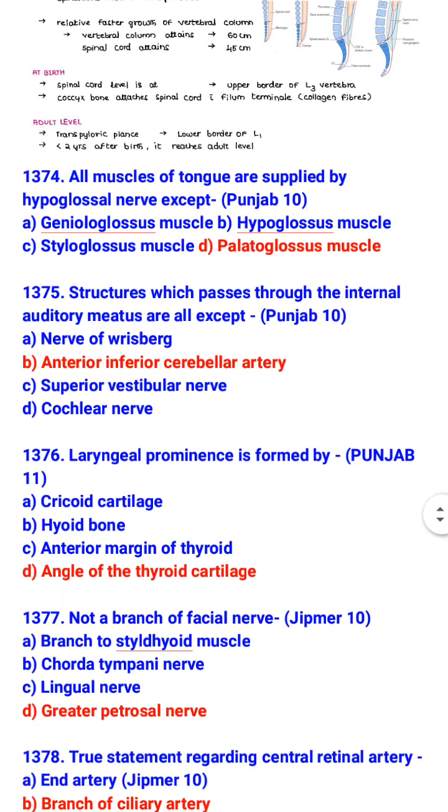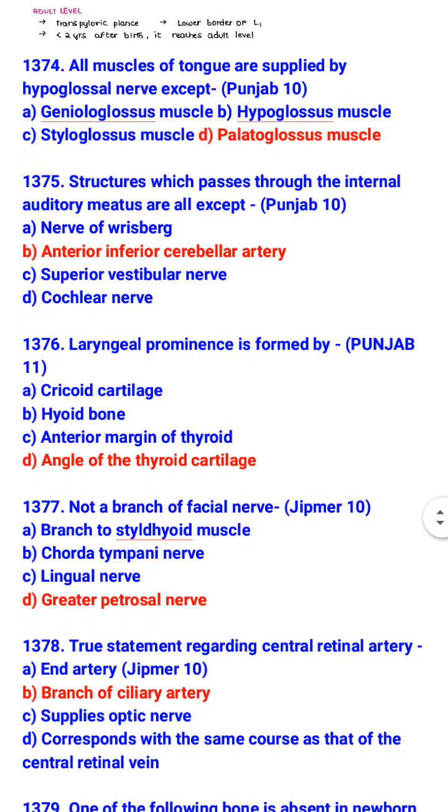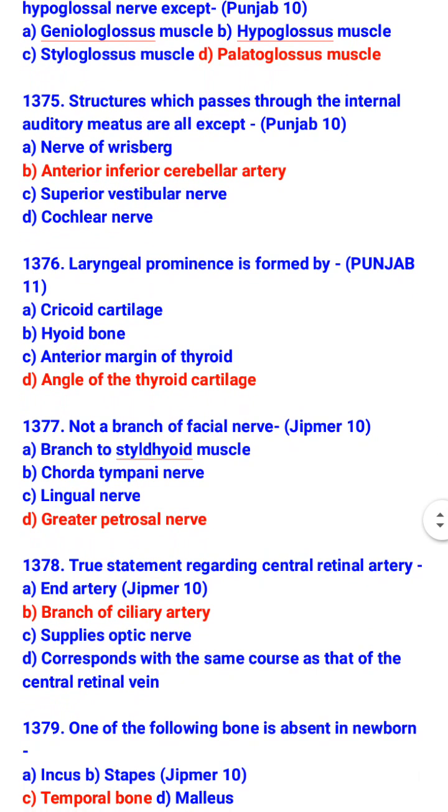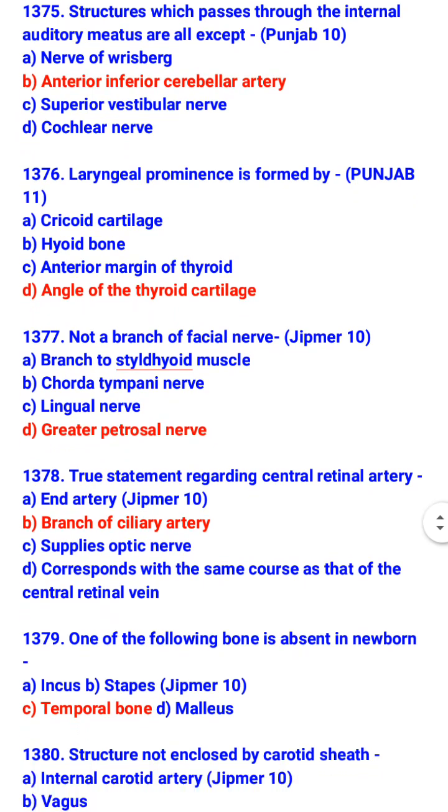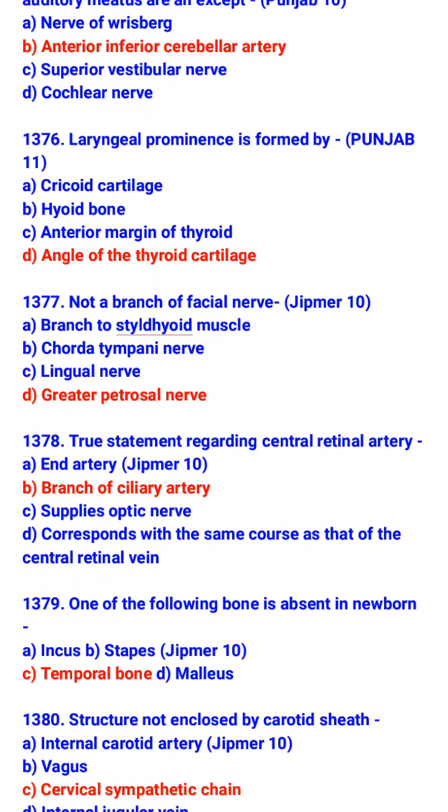Structure which passes through the internal auditory meatus are all except anterior inferior cerebellar artery. So which structure pass through the internal auditory meatus? Nerve of Bill's bar, superior vestibular nerve and cochlear nerve. Laryngeal prominence is formed by angle of the thyroid cartilage, which is not a branch of facial nerve. Greater petrosal nerve is not a branch of facial nerve. Which are the branches of facial nerve? Branch to stylohyoid muscle, chorda tympani nerve and lingual nerve.